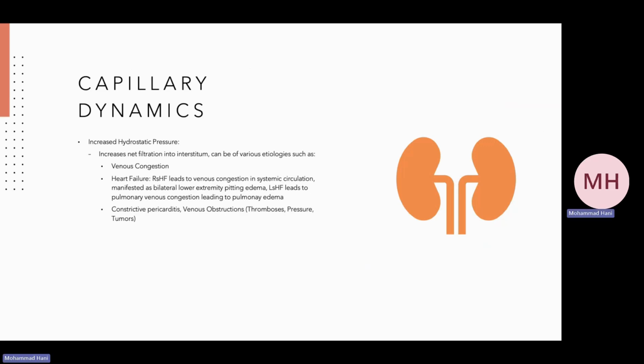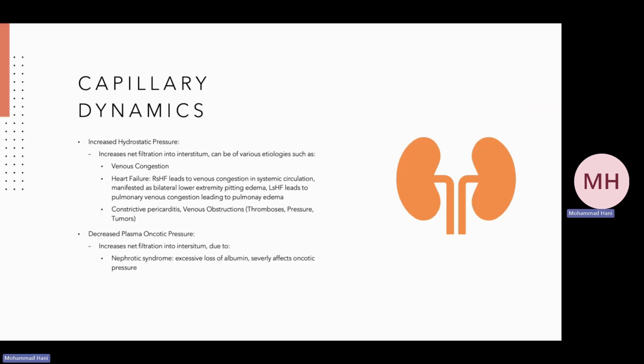Then you also have constrictive pericarditis, venous obstructions like thrombosis, pressure by tumors, etc. Basically, same principle. You prevent blood flow, blood accumulates, and pressure increases. Increased pressure leads to increased filtration. As simple as that. Moving on, we also have decreased plasma oncotic pressure. This also increases the net filtration into the interstitium because there is a lack of proteins which pull excess water back from the interstitium to the plasma. If you have a loss of this pulling force from the capillaries, it will also technically lead to increased filtration.